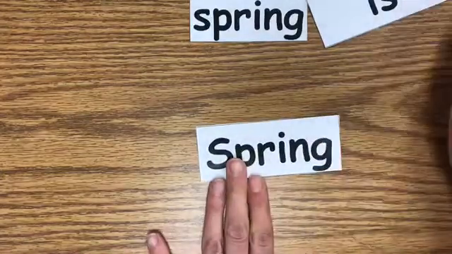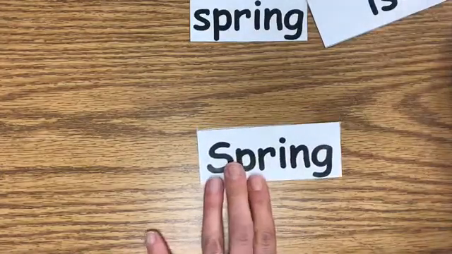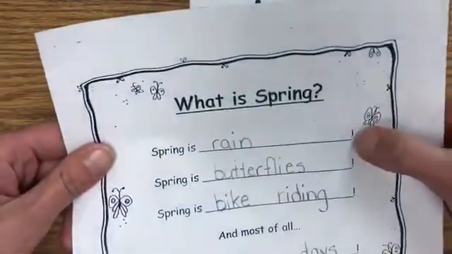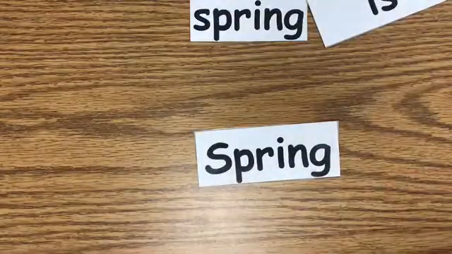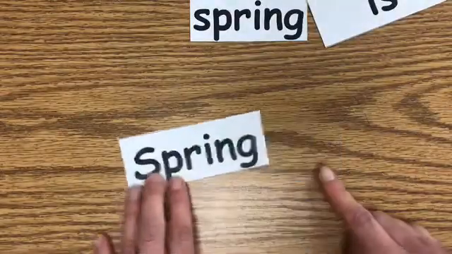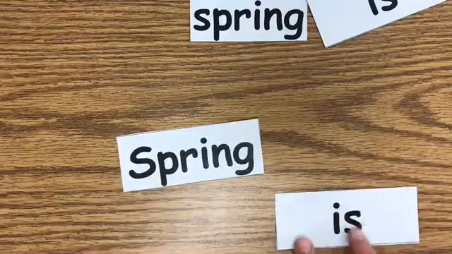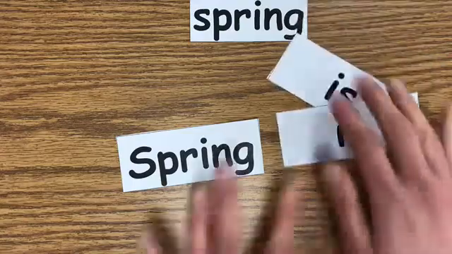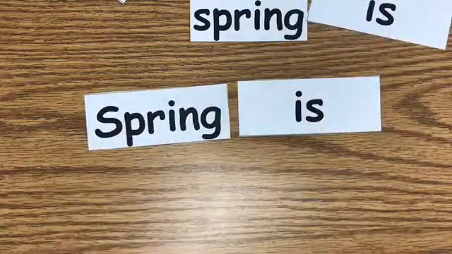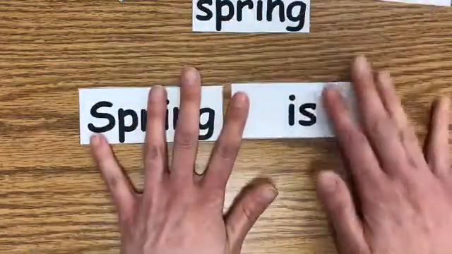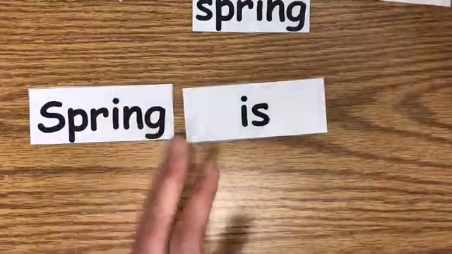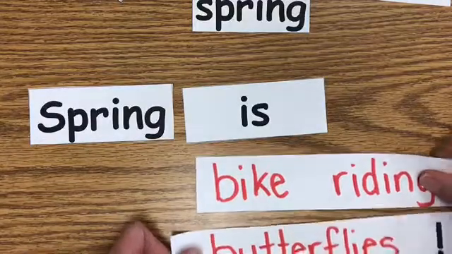And I know that my sentence will end with an exclamation mark, because at the end of all the sentences on my paper, that's what they have, an exclamation mark. Okay? So I'm going to take a look for the word spring, and then the word is. Remember, I found is here, so I'm going to look for the same word. Spring is, and I want butterflies. What does butterfly start with? But there's two words that start with a B.